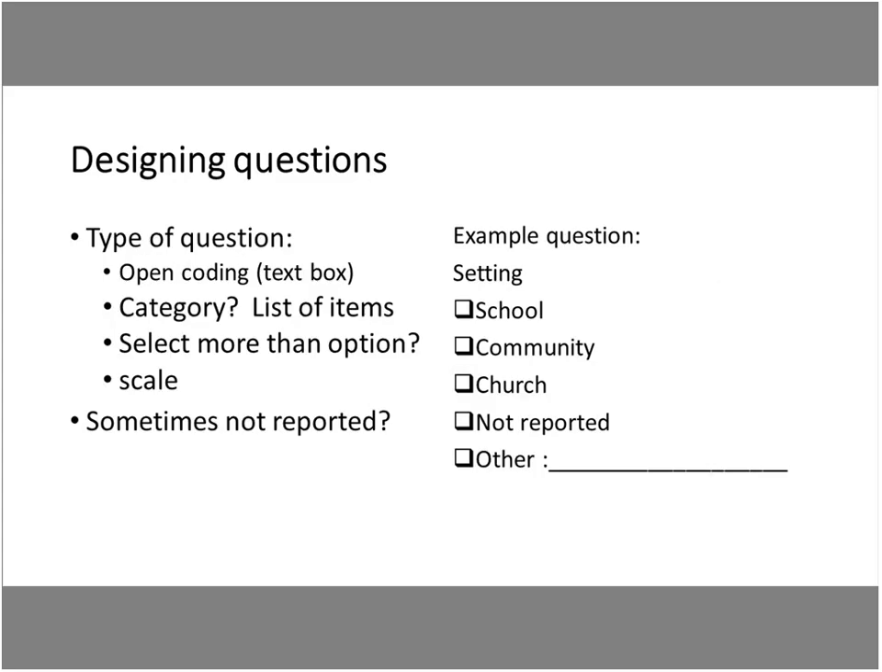They also need to consider different types of questions they could do. If they need to be able to mark more than one option, maybe it should be a scale type of question. And for many of the questions, it's also important to put in a not reported option.